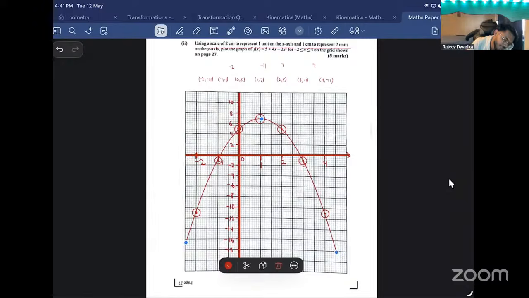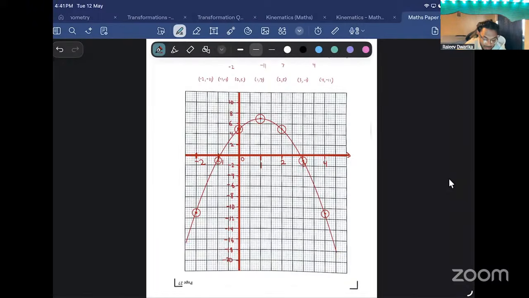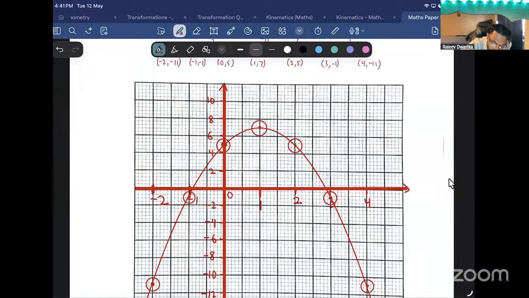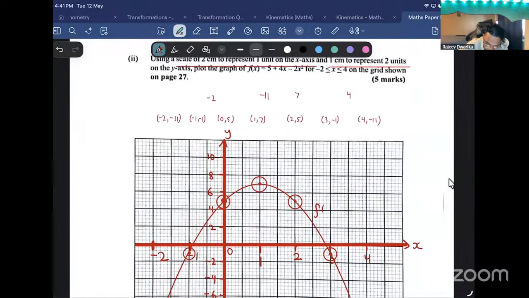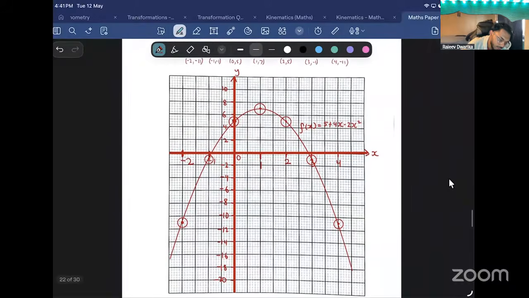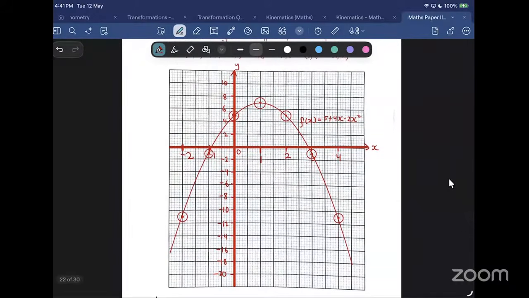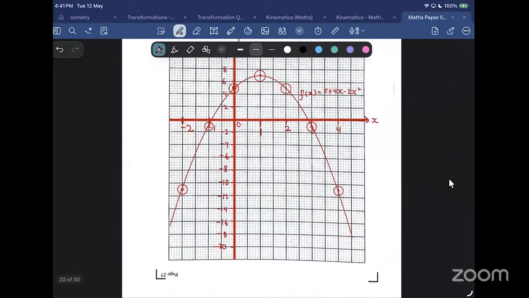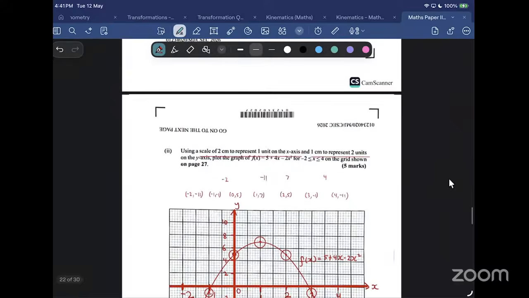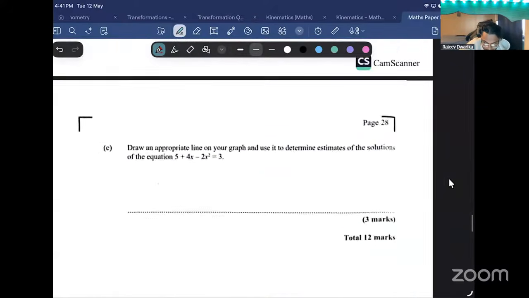And when you draw your graph, don't forget to call this axis y, call this axis x, and put the function for your graph. So somewhere I'll put f of x is equal to 5 plus 4x minus 2x squared. Did you all get through with this? Yeah, sure. This one is 3 marks, so 5 marks for this.